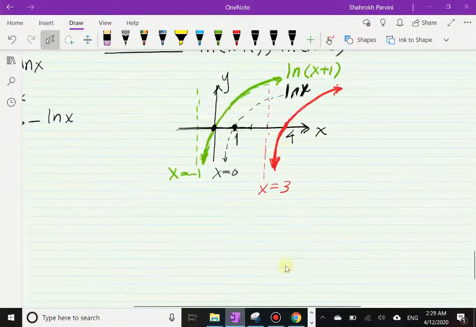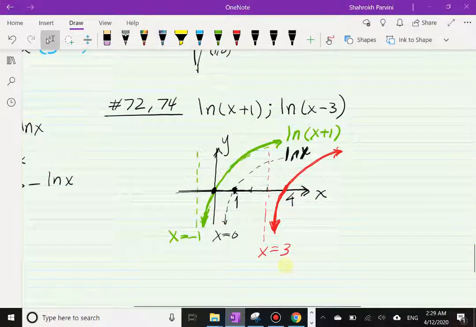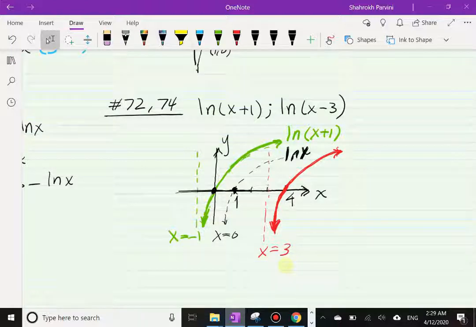Now, this is our last exercise, number 72, 74. And again, you're not doing most of these. You're doing just a couple, I think. I'm doing more just so you see how this is done. It's good to see more varieties. So, this time, I'm doing number 72 and 74 together. Number 72, ln of x plus 1. 74, ln of x minus 3.